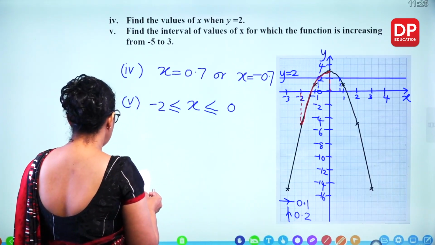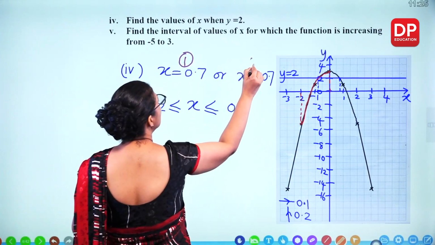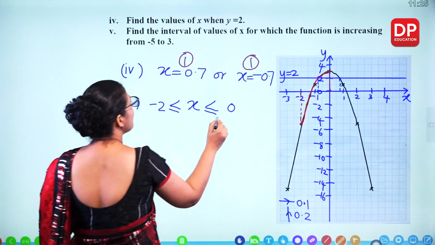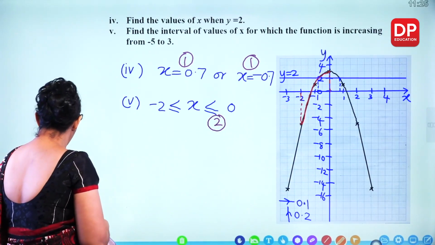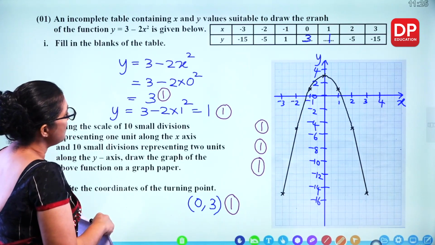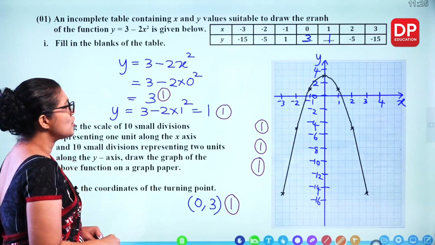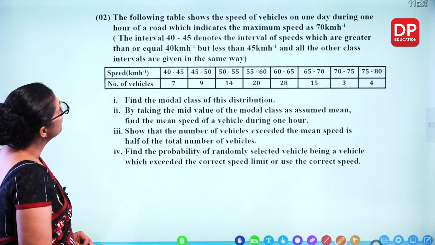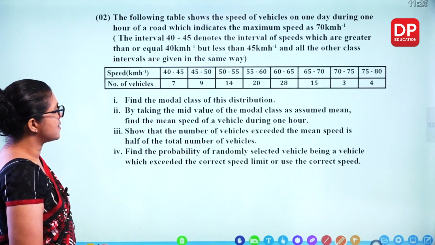You are getting 2 marks for this step, 1 and 1, and minus 2 to 0. 2 marks. 2 and 2, 4. 5, 6, 7, 8, 9, 10. So 10 marks for the first question. Let's take question number 2. That's a statistics question. You get 4 parts.